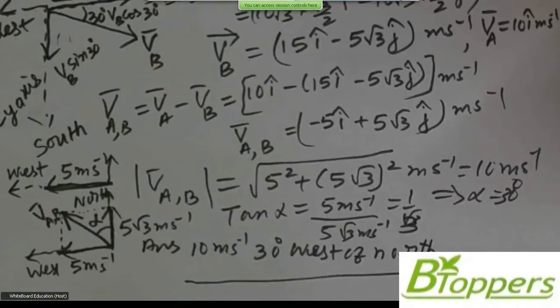The part B of the question, you are asked to find relative velocity of B with respect to A. The relative velocity of B with respect to A will be equal to VB bar minus VA bar, which will be opposite to VA bar minus VB bar. So will be opposite to this. From that you can make out the answer yourself.